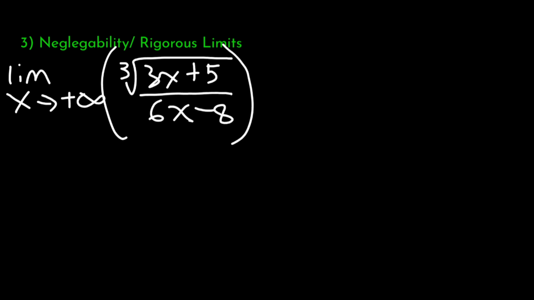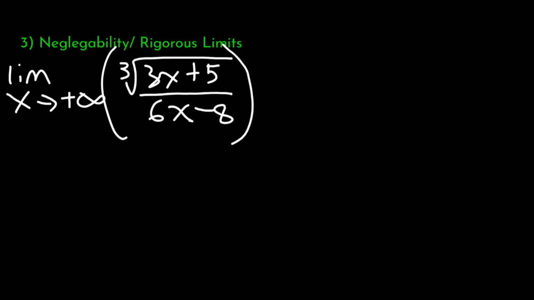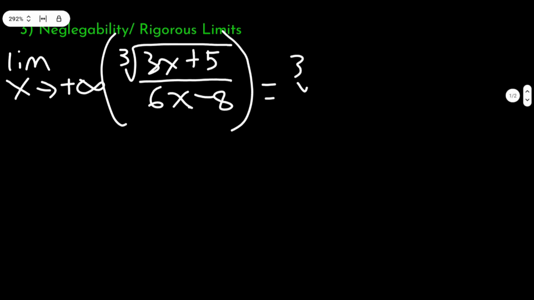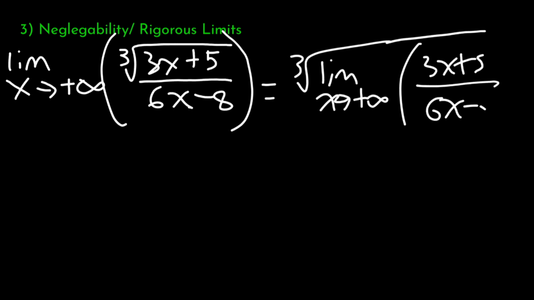So, if you noted our limit properties from the previous sections, we know that we can pull this cubic root out and just take it at the very end once we solved our inner limit, which is going to give us basically the same function we had before. So this can be pulled out, and we're going to get the cubic root of this limit as x goes to positive infinity of 3x plus 5 over 6x minus 8.